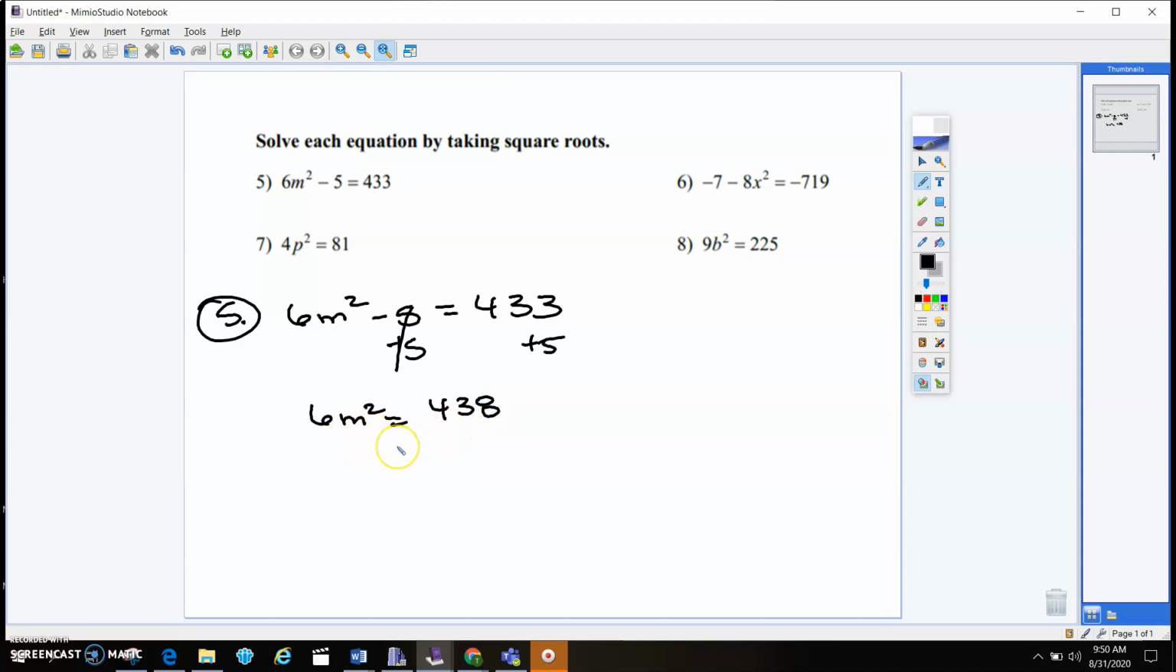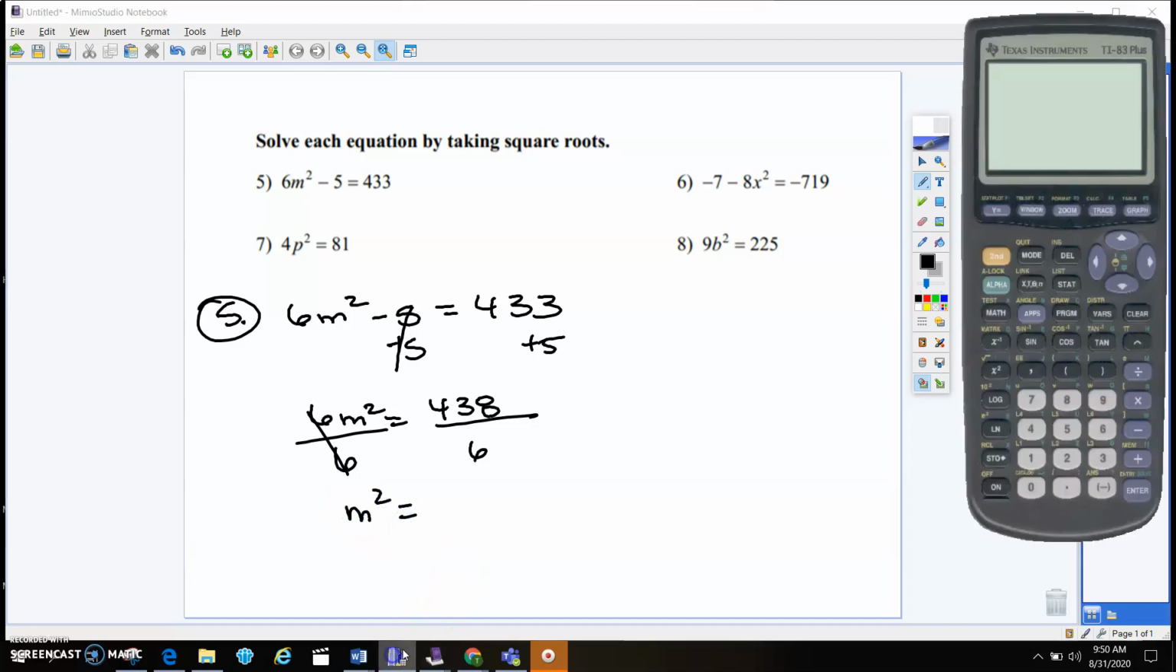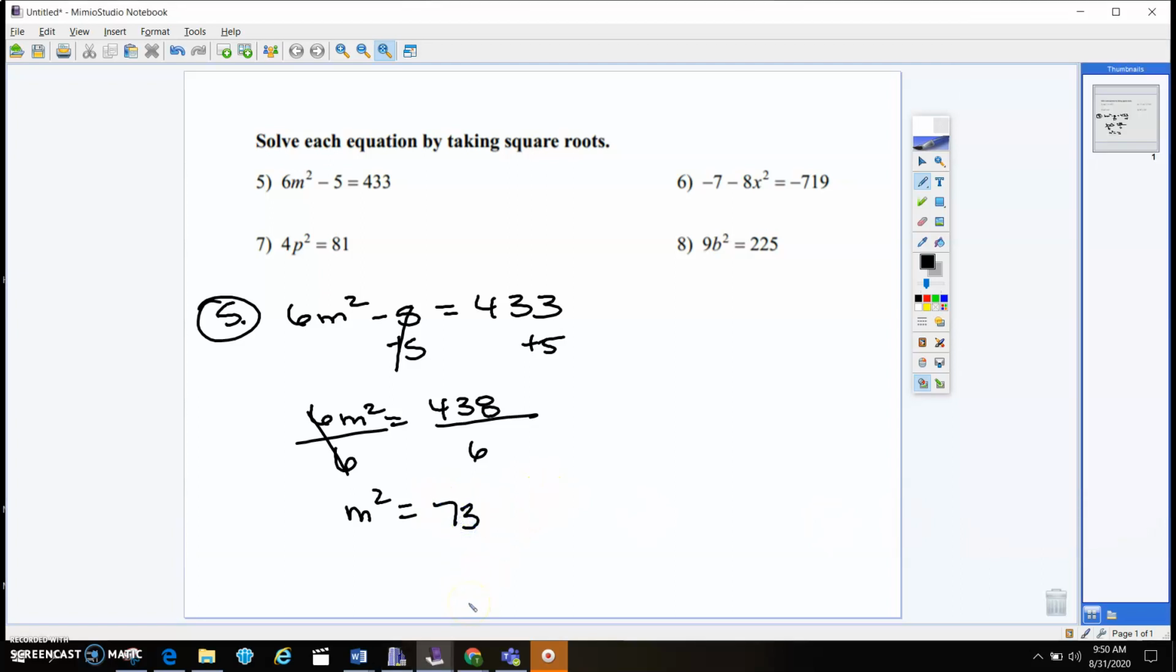Now again, our goal is to get m by itself. So it's attached to the 6. We're going to do the opposite of multiplying. We're going to divide. I'm going to divide over here too. So that's going to give me m squared equals, I'm going to go into my calculator because I don't know what 438 divided by 6 is off the top of my head. That's 73. Alright, cool. Then you're going to take the square root of both sides. So m equals positive and negative square root of 73.